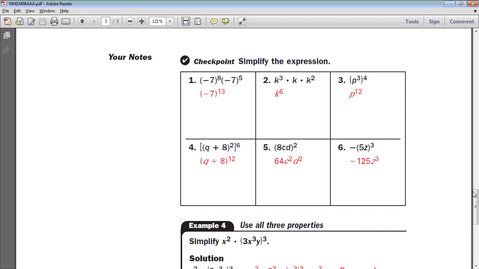Did you get -7 to the 13th, k to the 6th, q to the 12th? They multiplied 6 times 2. They distributed 8 times 8 is 64, c squared, b squared. And then I have the negative outside the parentheses, so 5 times 5 times 5. 5 times 5 is 25. 25 times 5 is 125. z cubed is distributed to that z, and then that negative is on the outside, so it has to be a negative.